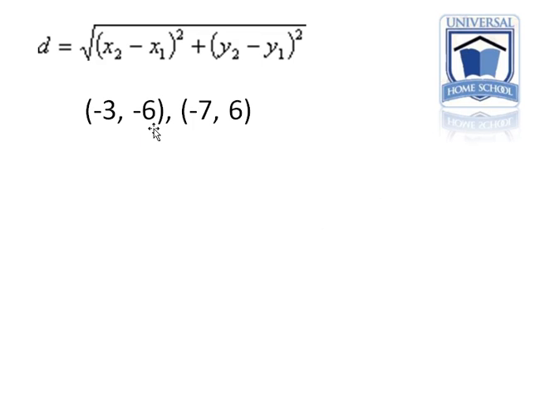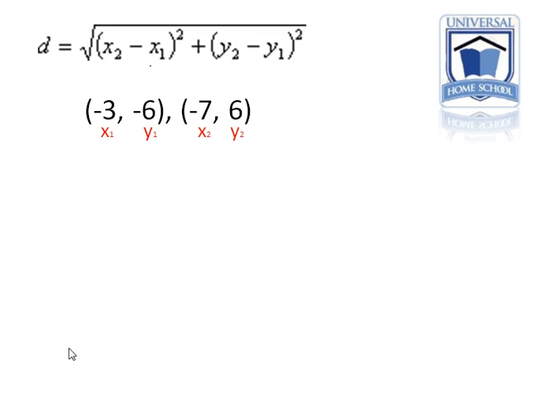Here are the 2 points, this point and this point. Okay, this point here, this would be x1, this would be y1, and the second point, this would be x2, and this would be y2. Okay, there it is written out for you. This is x1 and y1. This is the first point, and this would be -7 and 6, x2 and y2, the second point. And we want to find the distance between this point and this point.